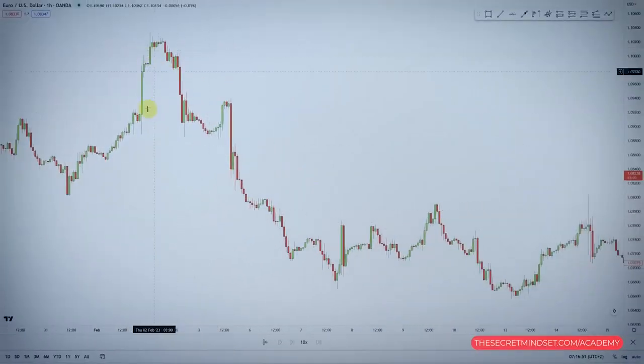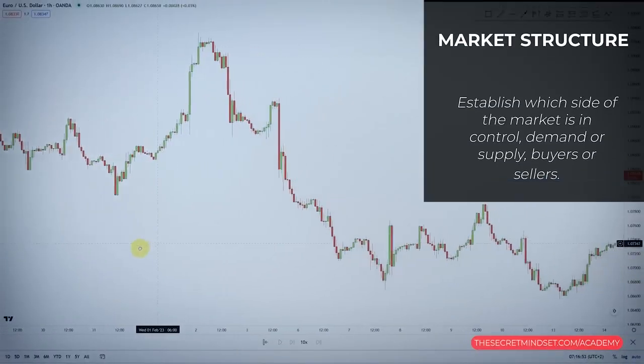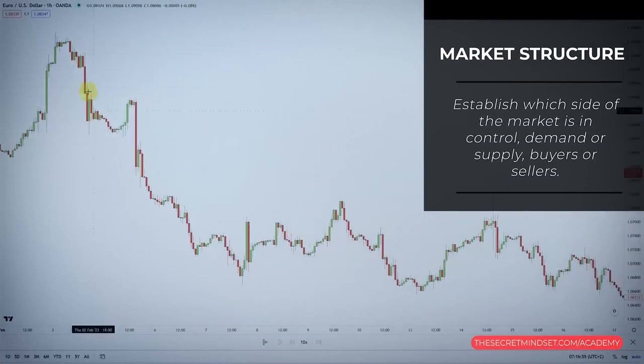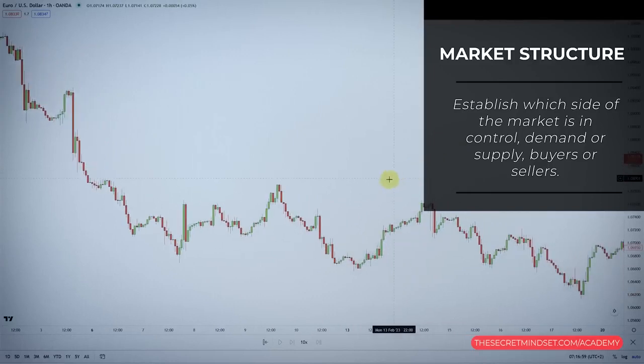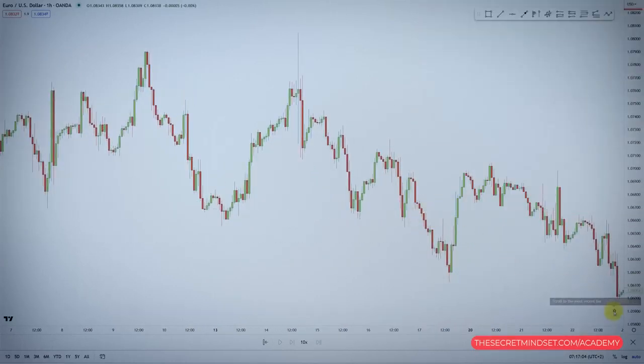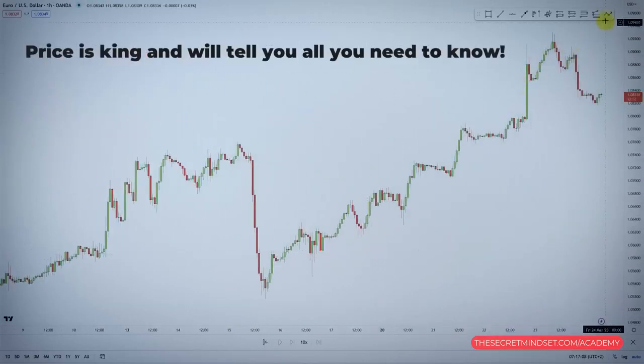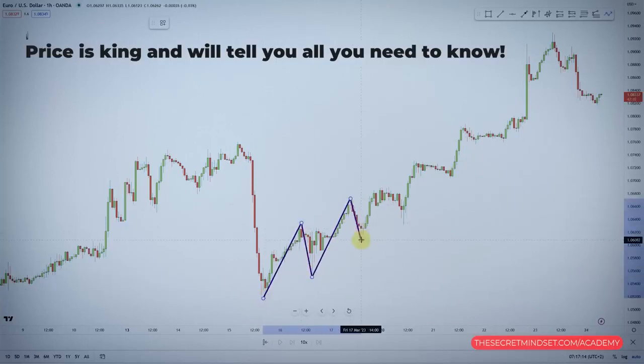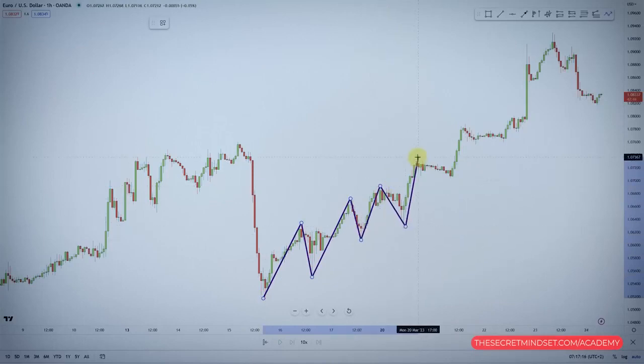Market structure must be the foundation of your analysis. The first part of any trading plan is to establish which side of the market is in control: demand or supply, buyers or sellers. When reading market structure, you have to pay close attention to one thing on a chart: price. Price is king, and will tell you all you need to know. When price is moving influenced by supply and demand, this creates trends.